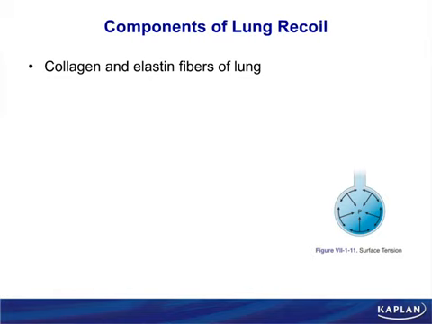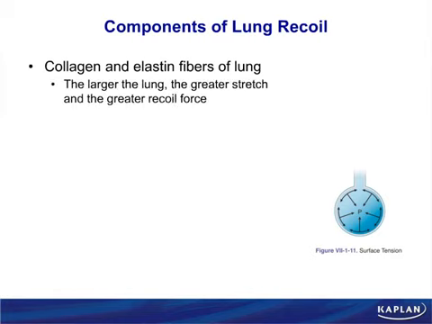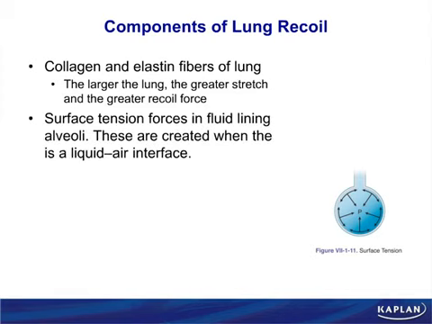These are the collagen and elastin fibers of the lung. And as we indicated before, the larger the lung, the greater the stretch, the greater the recoil. So at high lung volumes, we have high recoil. Now, it turns out that it's not the collagen elastin fibers that are the predominant components of lung recoil. The predominant component of lung recoil is surface tension forces in the alveoli.